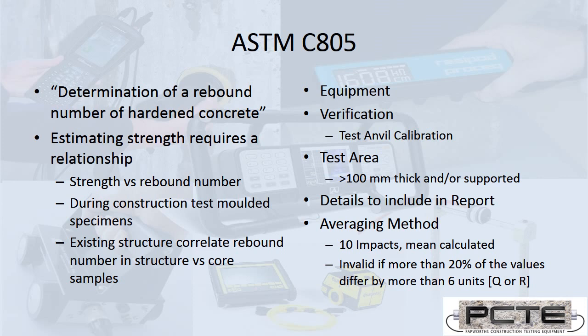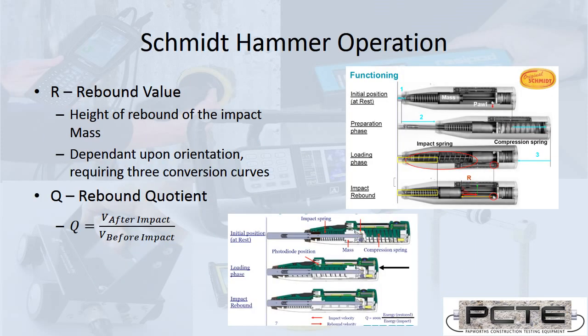If you want to convert that back to strength, that's a different task again. The standard defines the method of test, not so much the use of the data. Schmidt-Hammers operate by placing a metallic plunger against the surface of the concrete. A mass is spring-loaded onto the back of that plunger and rebounds a certain height. Then either the rebound height or the rebound speeds are measured and converted to that rebound number.